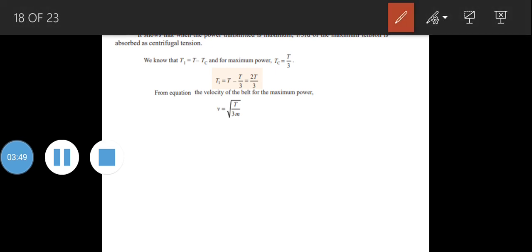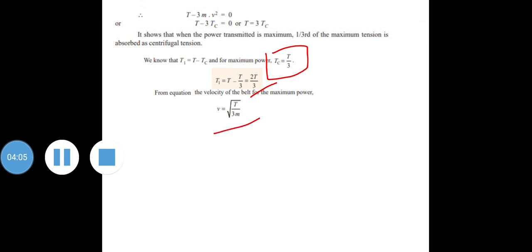So we get the tension produced equal to 3 times the centrifugal tension. When we rearrange these terms, we get Tc equal to T by 3. So T1 is nothing but T minus T by 3, which we obtain as 2T by 3. Now the velocity of the belt for maximum power is represented like this.